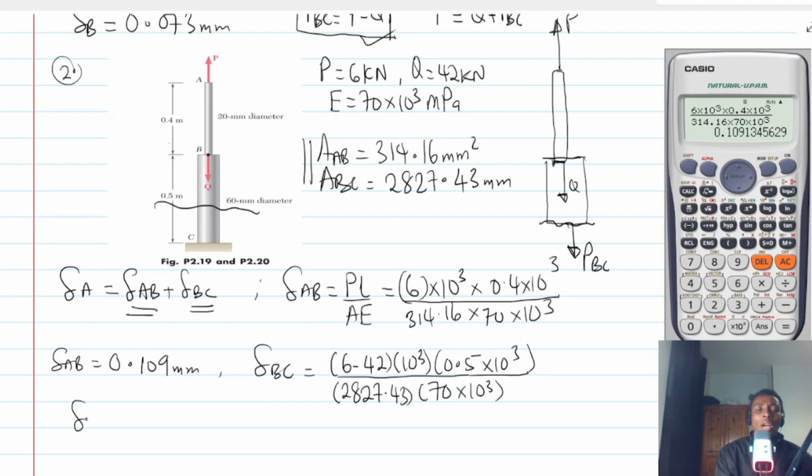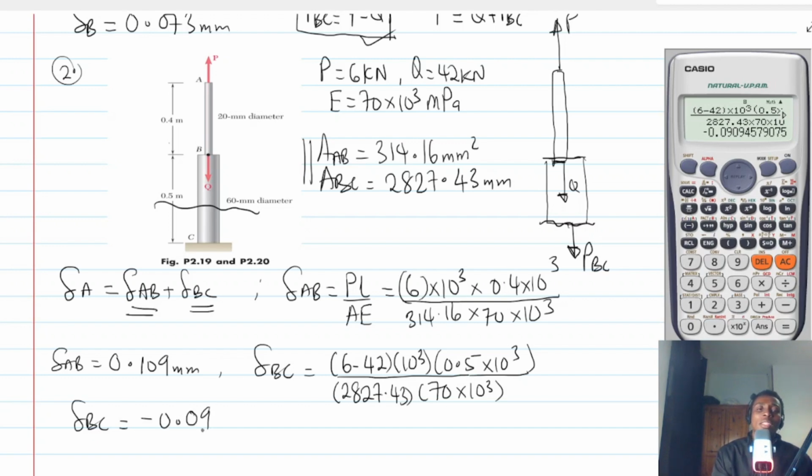All right. So in other words, the deflection in BC is going to be 6 minus 42 times 10 raised to the power 3 multiplied by 0.5 times 10 raised to the power 3 and then divided by 2827.43 multiplied by 70 times 10 raised to the power 3. So you see we are getting negative, so minus 0.09.